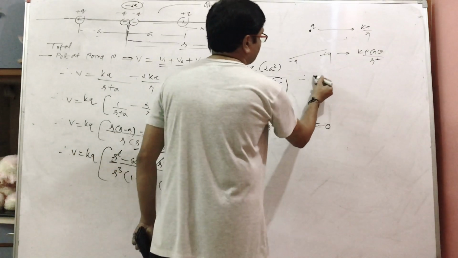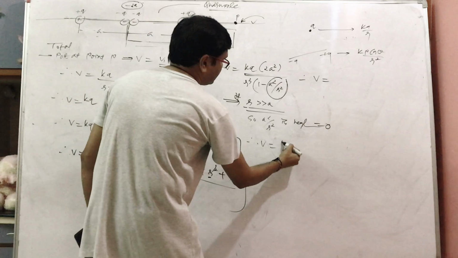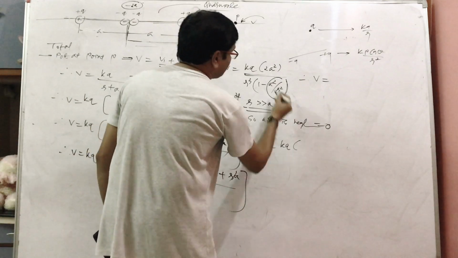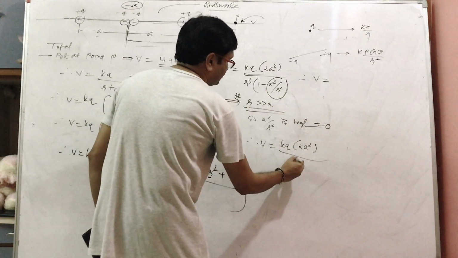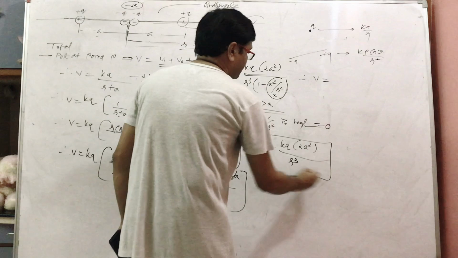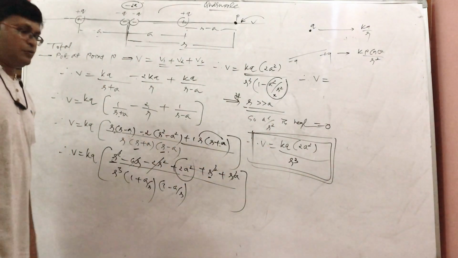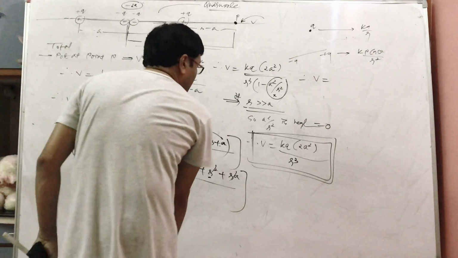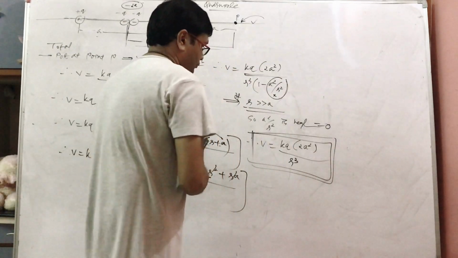So what is the potential? I will write directly here. V is equal to kq 2a square upon r cube. This term is neglected, that's why. So this is the formula of potential on the axial line of a quadrupole, most important. But we have to compare this answer.